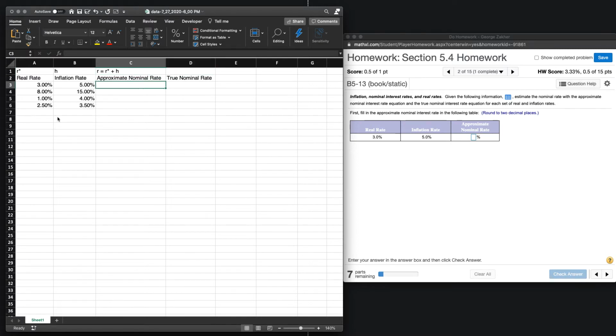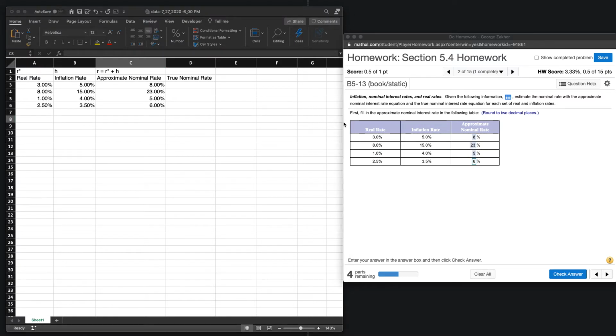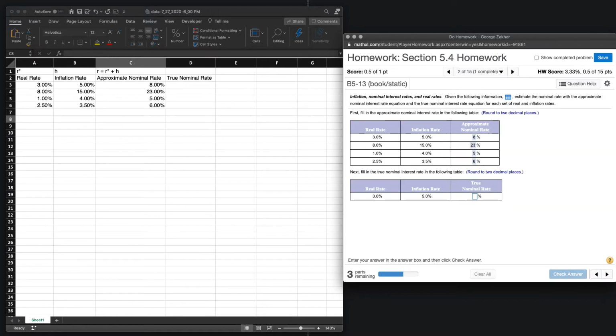So in order to calculate, we're just going to add our real rate plus our inflation rate. So go ahead and punch that in. Okay, so we punched that in. Now we'll move on to our true nominal rate.